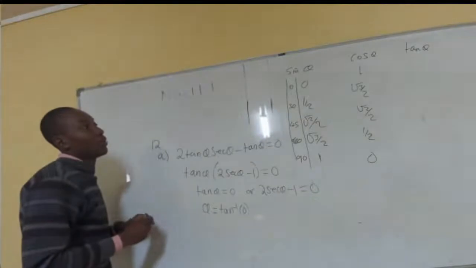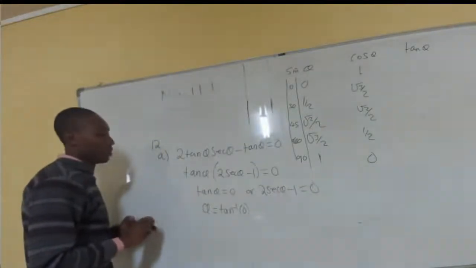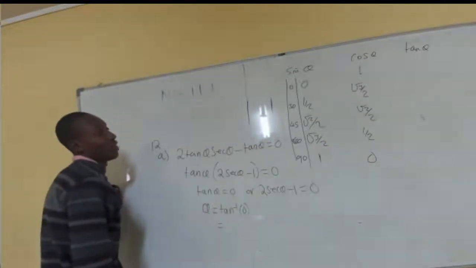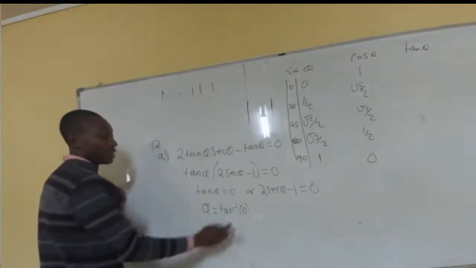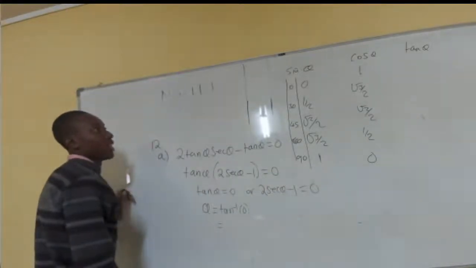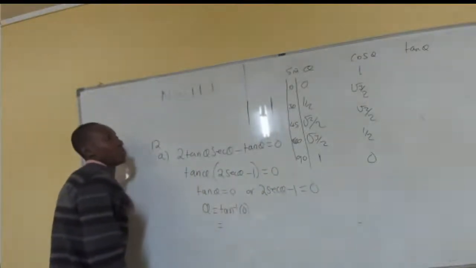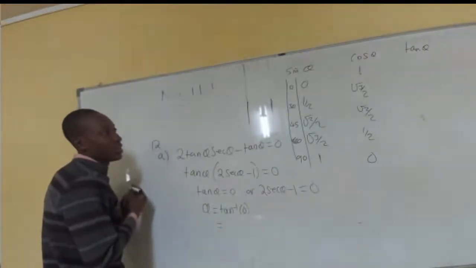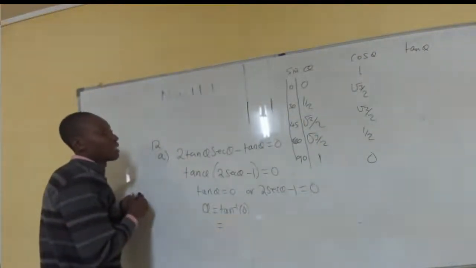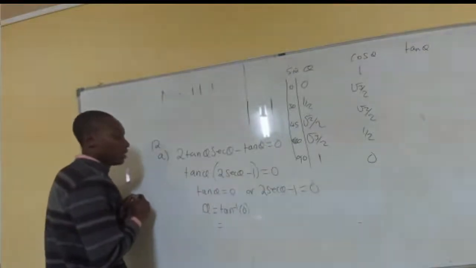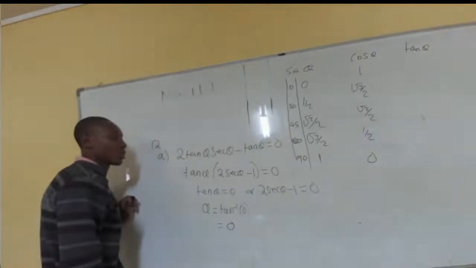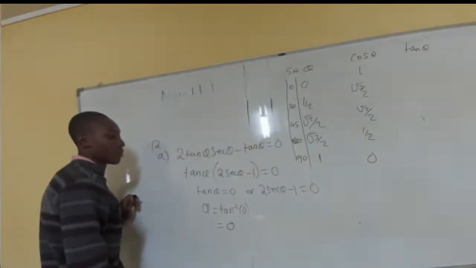Theta here is found as tan inverse of 0. Now, the only place where tan inverse of 0 occurs is at 0, because remember that tan is sine over cos, so sine 0 over 1 is 0. So 0 degrees is the answer you'll have there.